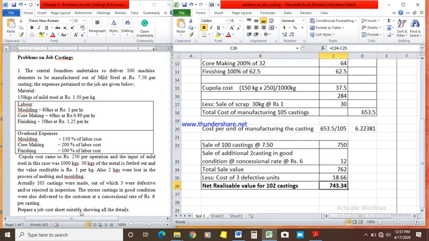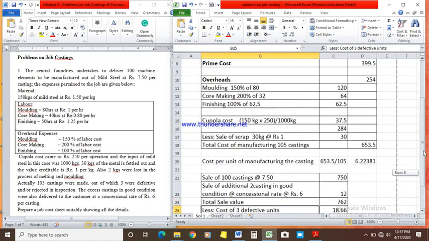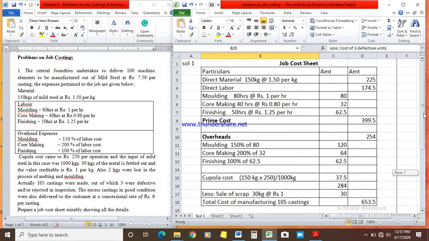So why we need to do this extra calculation is, since it is mentioned to prepare a job cost sheet suitably showing all the details, on one side we are calculating the total cost of manufacturing 105 castings. At the same time, having received an order for 100 castings, but we are able to manufacture more than 100 castings, we are trying to find out the total amount realized by undertaking this particular job order. In this way, the details are mentioned here. So I hope this problem is clear for you in terms of how a job cost sheet is prepared.